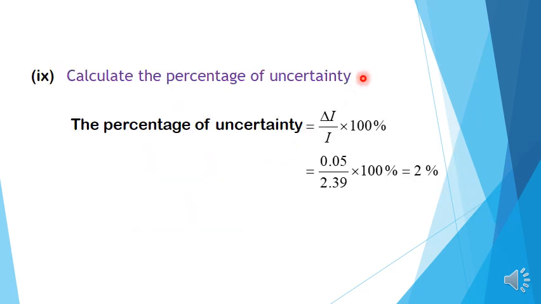Roman 9. Calculate the percentage of uncertainty. The percentage of uncertainty is given by the formula del I over I times 100%. Substitute the values of del I and I into the formula and multiply with 100%. The result that we obtain for the percentage of uncertainty is just 2%, which is less than 15%, which means the result that we obtain for I plus minus del I is acceptable.